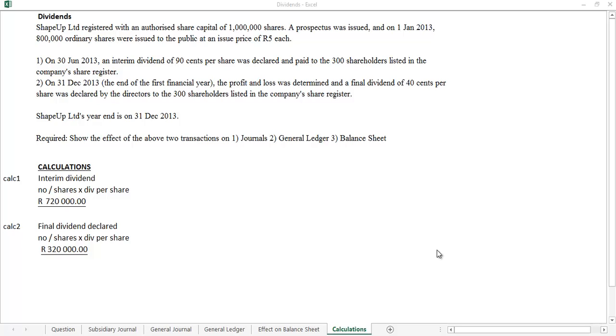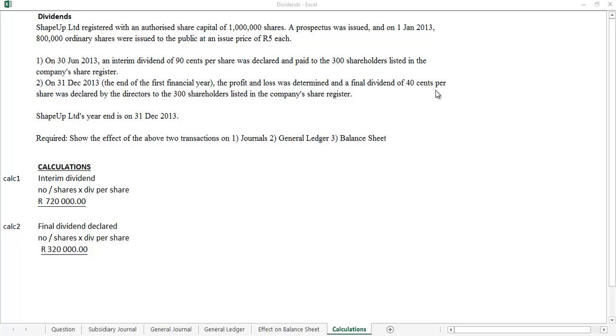Right, so we have done the first part of this transaction, which you will remember was the interim dividends that we paid, 720,000 Rand. We credited bank, because our bank went down, and we debited dividends paid. And now we're going to look at the second part of this transaction, which was the final dividend of 40 cents that was declared on 31 December, the year end.